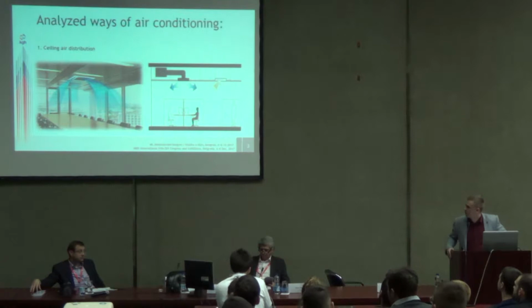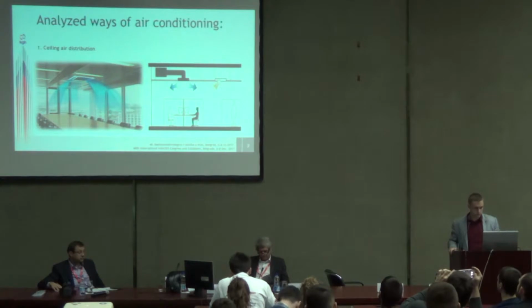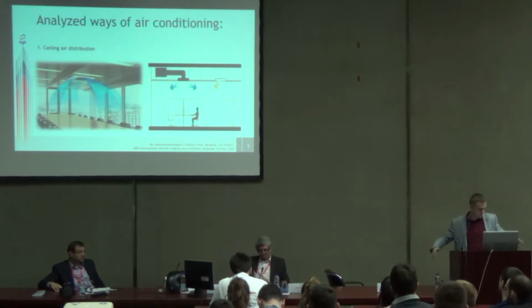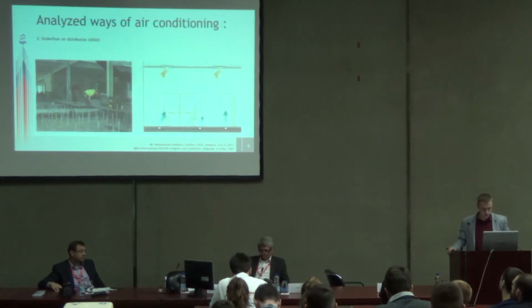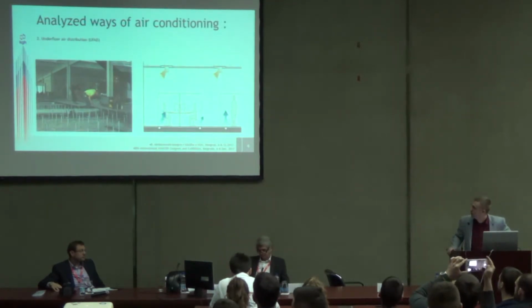The four ways of air distribution that were analyzed started with ceiling air distribution. From my point of view, it's a classical solution. The air enters from the ceiling and passes out on the ceiling or on the lower side of the wall. The second one was the underfloor air distribution.